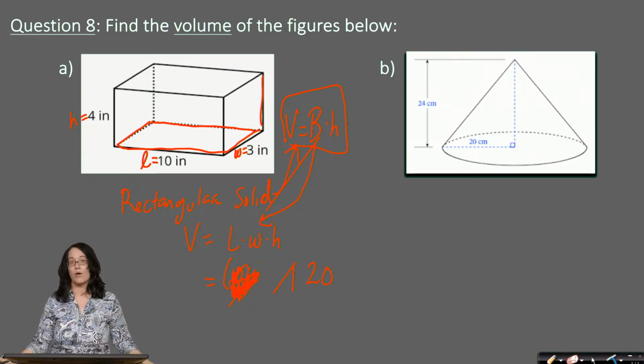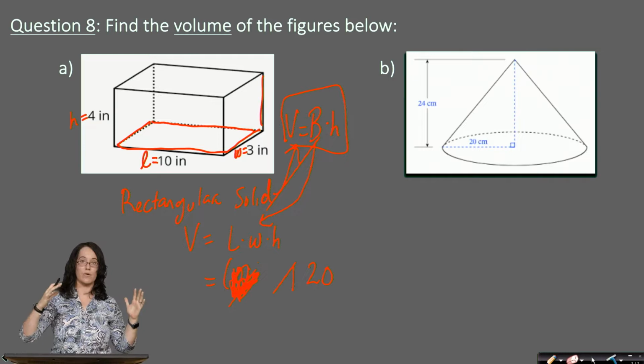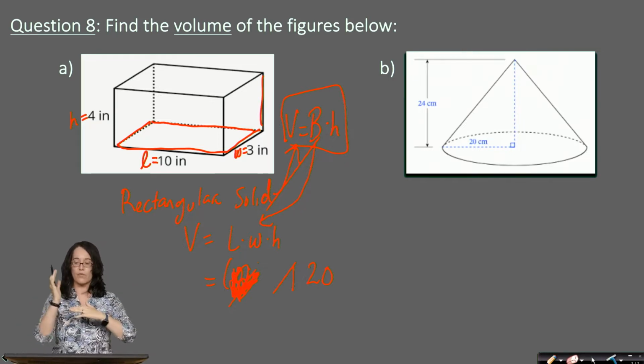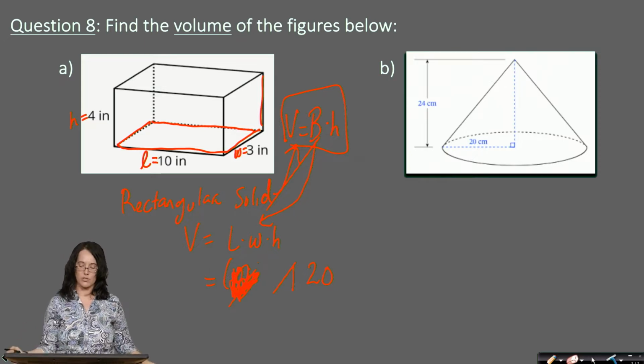We have what we call a right circular cone. And the reason it's a right circular cone is because notice that this cone is not tipped over, so we have a right angle from the top of the cone to the base of the cone. So that is why it's called a right circular cone.